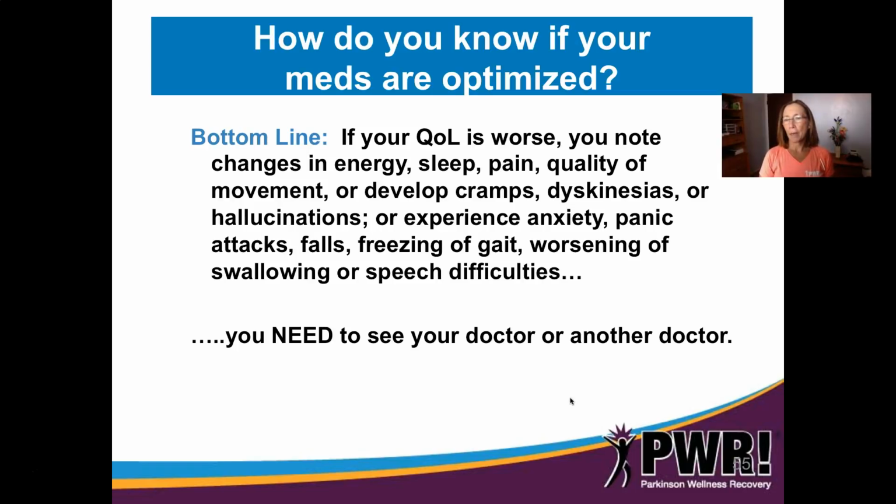So how do you know if your medications are optimized? First, quality of life. How about your energy, your sleep patterns, your pain, quality of your movements? Do you have full range of motion? Can you fully activate and get into your good posture and use your spinal range of motion? Do you have cramping or involuntary movements or hallucinations or greater anxiety, panic attacks, freezing of gait, worsening speech or swallow? Those are the things you want to talk to your doctor about, and you want to target them as soon as possible. Don't let them continue. Try to find a way to reduce them and find out what you can do.